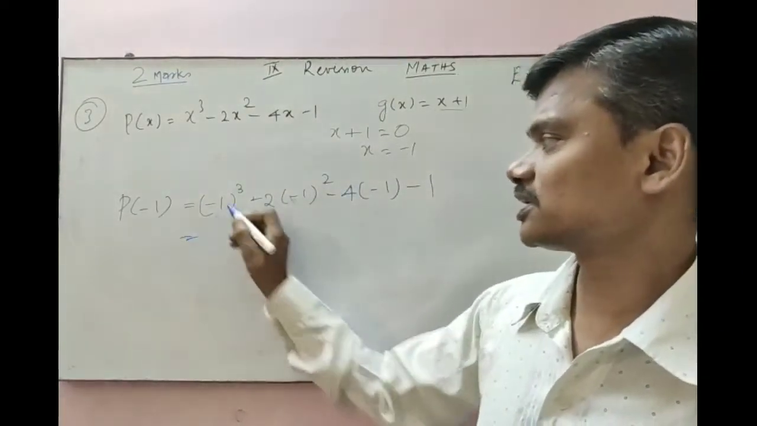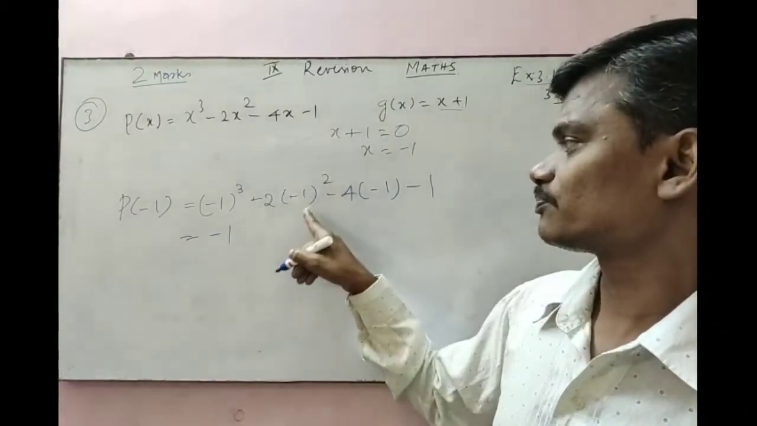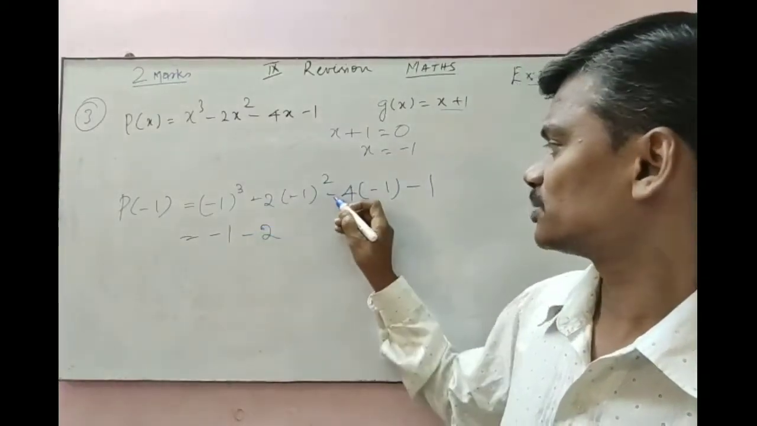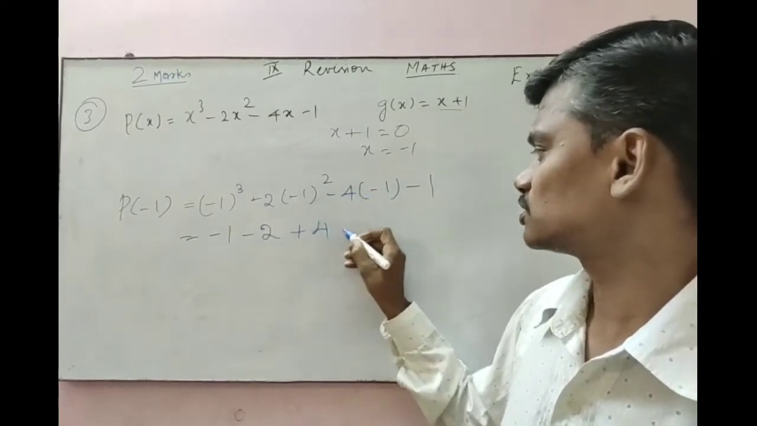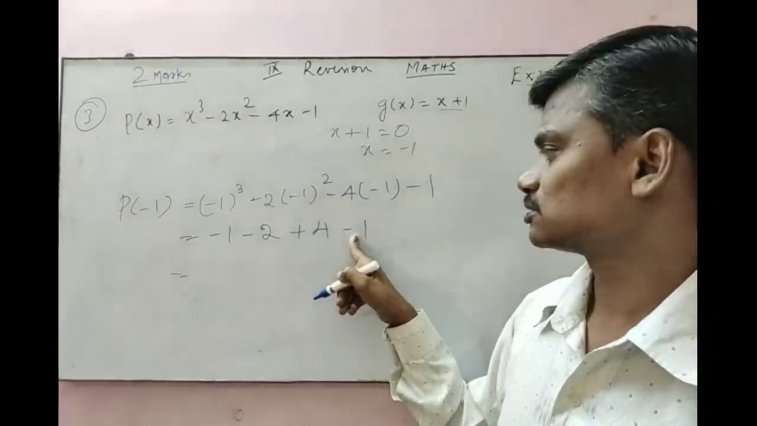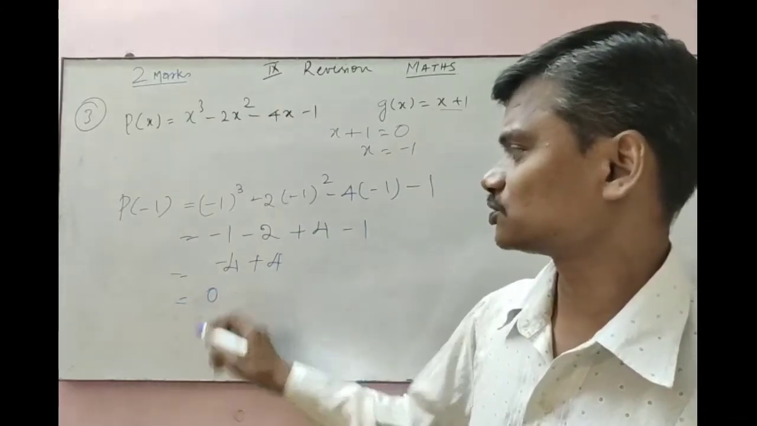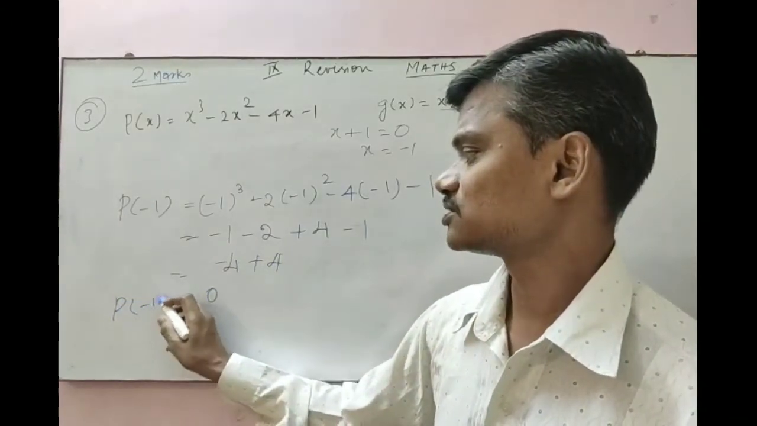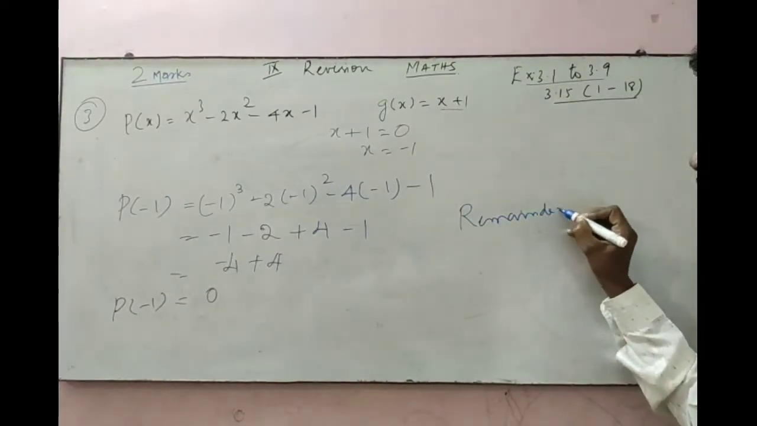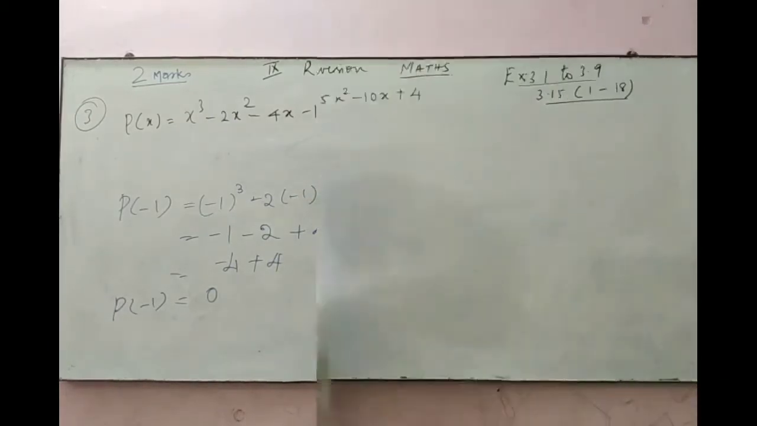So if you simplify this, minus 1 cube gives minus 1. Minus 1 square is minus 1 into minus 1, plus 1. 1 into minus 2 gives minus 2. Minus 4 into minus 1 gives plus 4. Here minus 1, minus 1, minus 2, minus 1 gives minus 4. Minus 4 plus 4, the answer is 0. So the remainder is 0. By the remainder theorem, if p of x is divided by g of x, the remainder is 0.